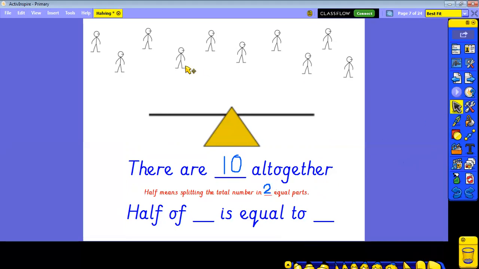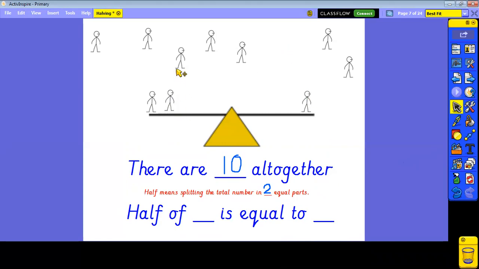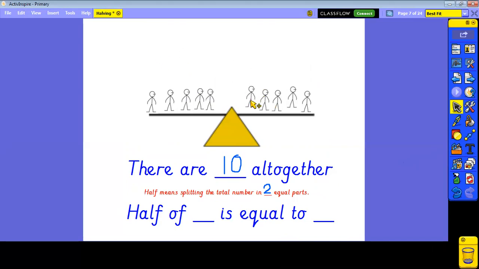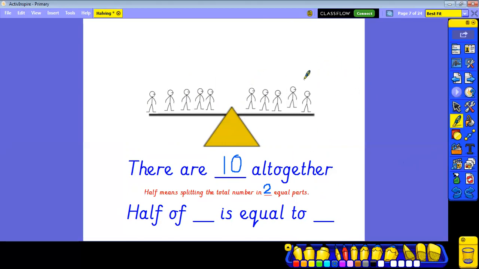So let's do that then. 1, 2, 1, 2, 1, 2, 1, 2, 1, 2. I've run out of children. So I've found my halves. Half is one of these groups. Here we go. So half of 10 is equal to 1, 2, 3, 4, 5 children. Half of 10 is equal to 5. Well done if you got that right.